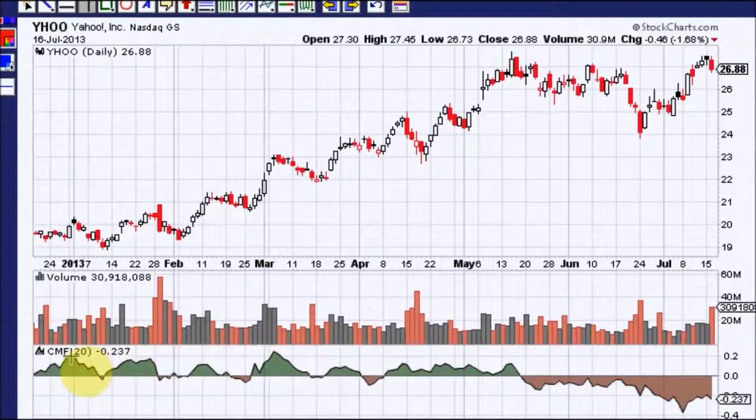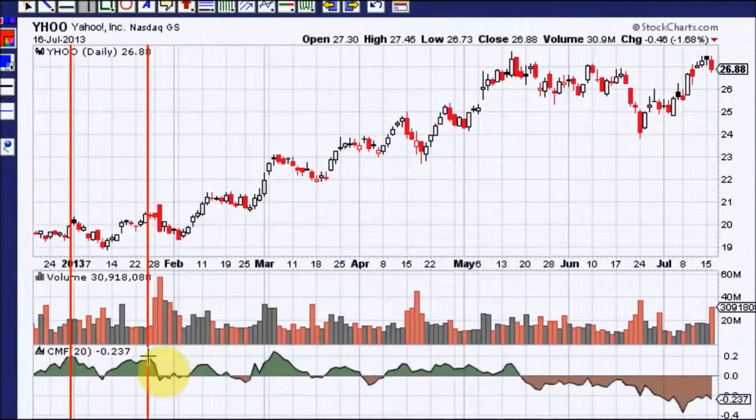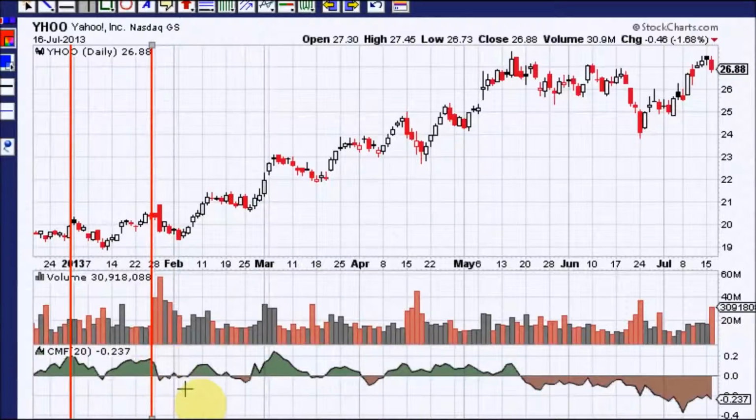Okay, right here is a top. And then the CMF starts down. Stock price goes down. Here is another peak just before a fall in the CMF. Okay, the high right there, CMF down, stock goes down. Didn't work this time very well because it was not a very sharp peak, so the stock moved basically sideways.